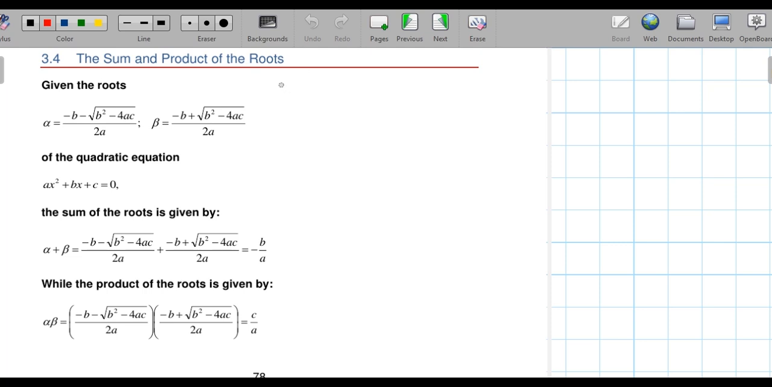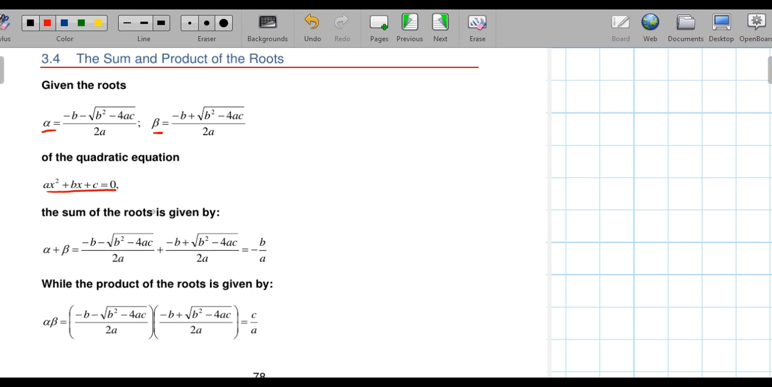So in this video, let's look at sum and product of roots. Let's have it that alpha and beta are two roots of a given quadratic equation. We are told that alpha plus beta is equal to minus b over a.